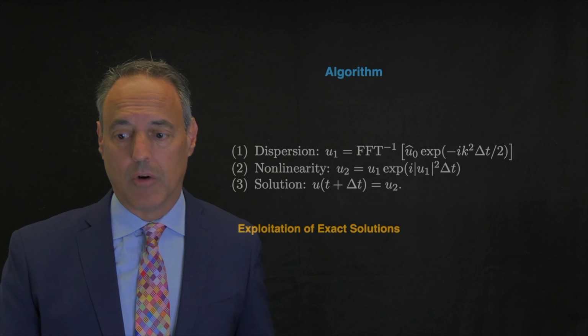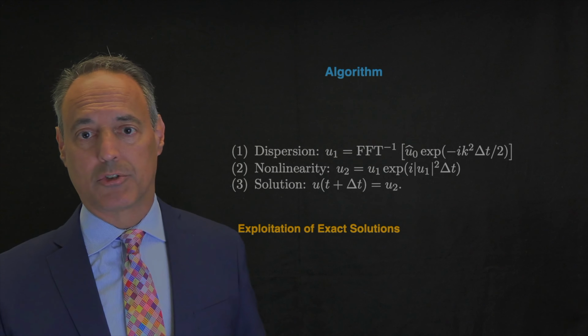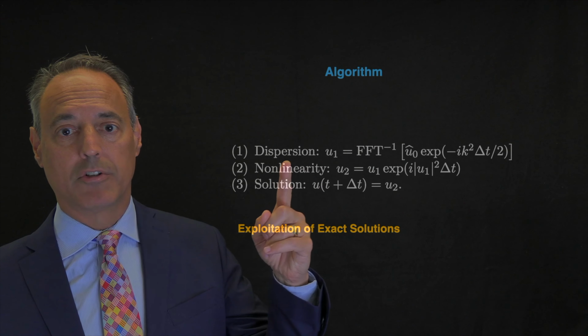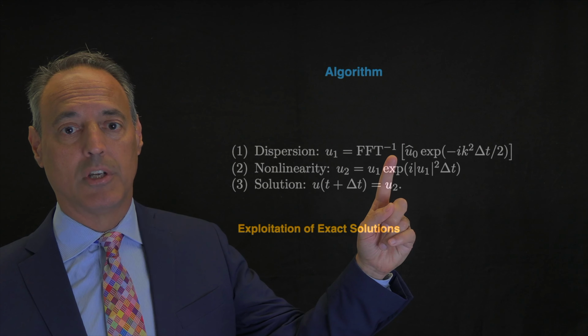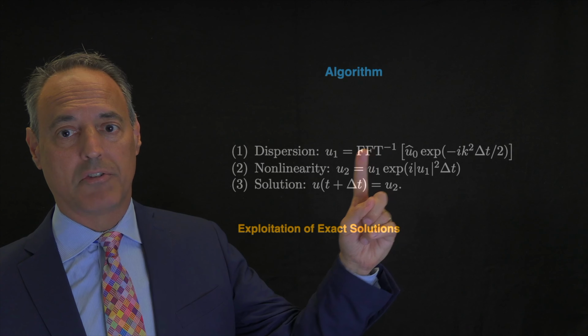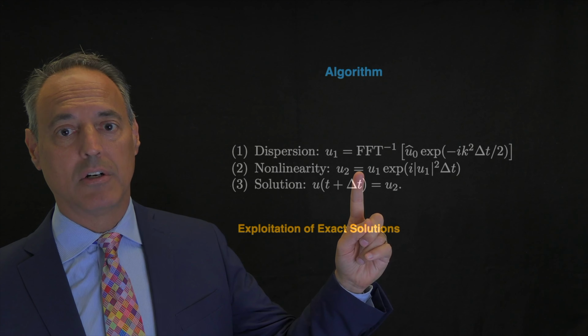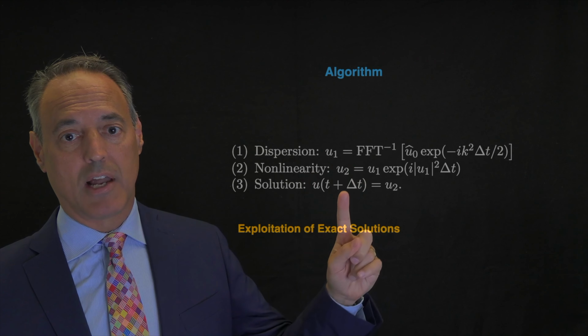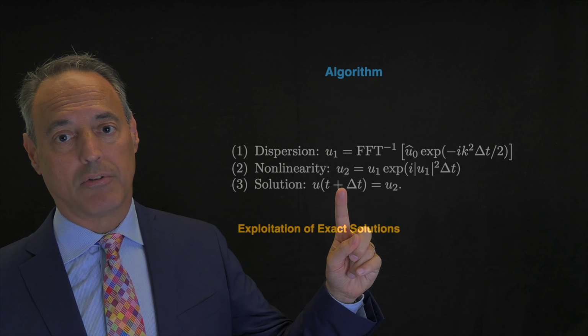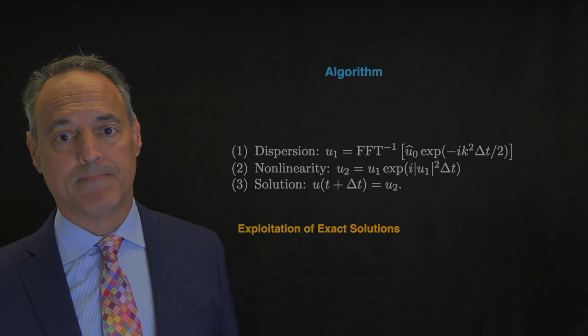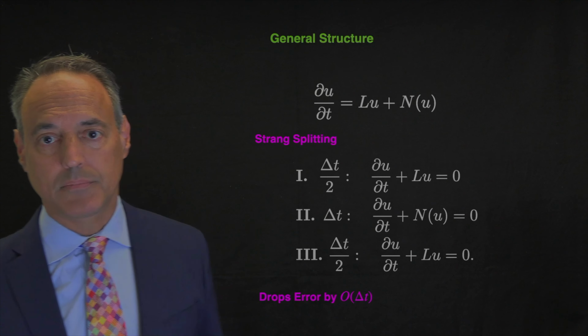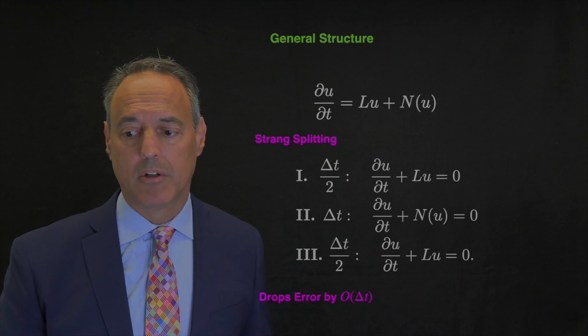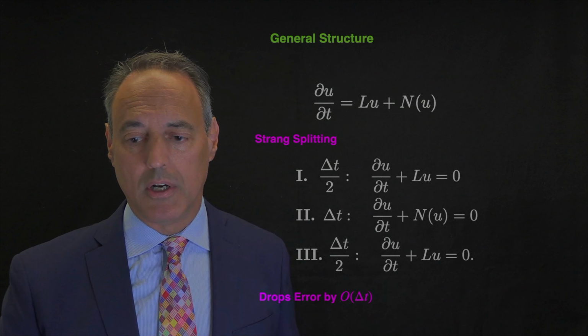Okay, but here's the algorithm for the nonlinear Schrodinger equation. You just start off, you first solve for the dispersion, analytic solution. The output of this over a delta t is now the input to the nonlinear term, and I solve that over a delta t, and then that's my solution, delta t into the future. Repeat.